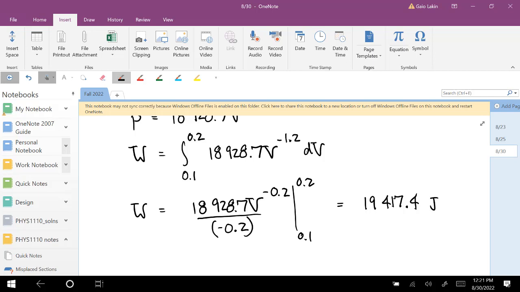Any questions about that? Does it make sense that our value for work is positive? And what information do we have to check that? The volume increases, exactly. The volume increases, so W has to be positive. Yep.